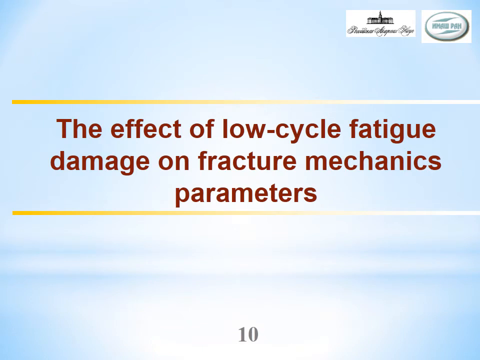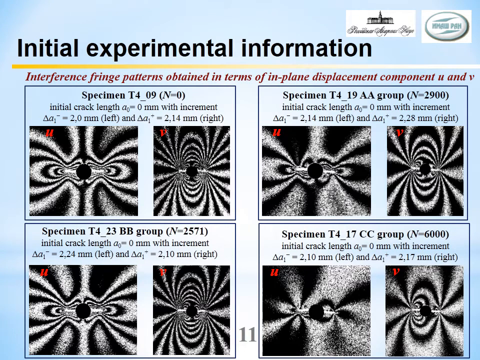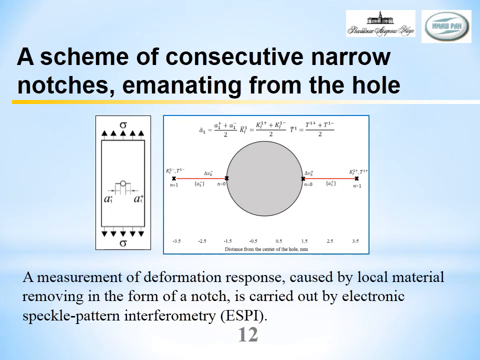The effect of low cycle fatigue damage on fracture mechanics parameters. Initial experimental information is obtained in terms of in-plane displacement components. Some examples of interference fringe patterns are given in these pictures for various stages of low cycle fatigue. This slide gives a scheme of consecutive narrow notches emanating from the hole. A measurement of deformation response caused by local material removing in the form of a notch is carried out by electronic speckle interferometry.